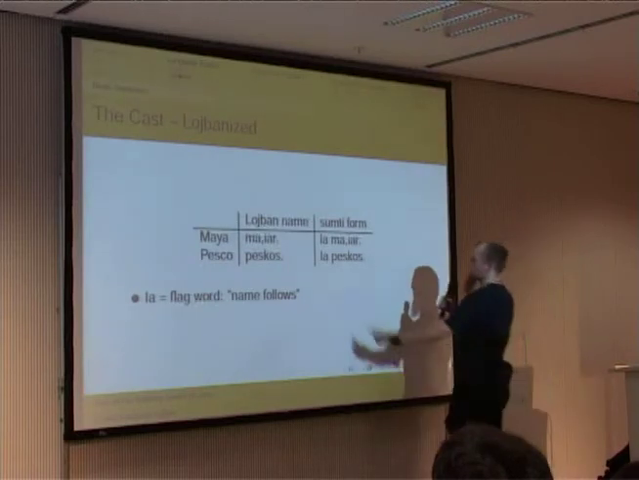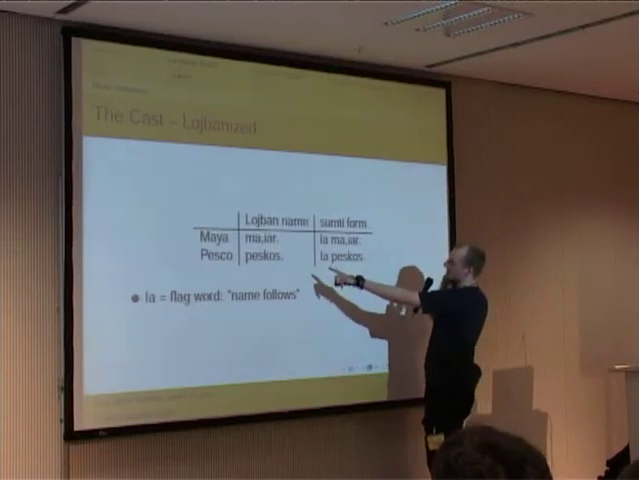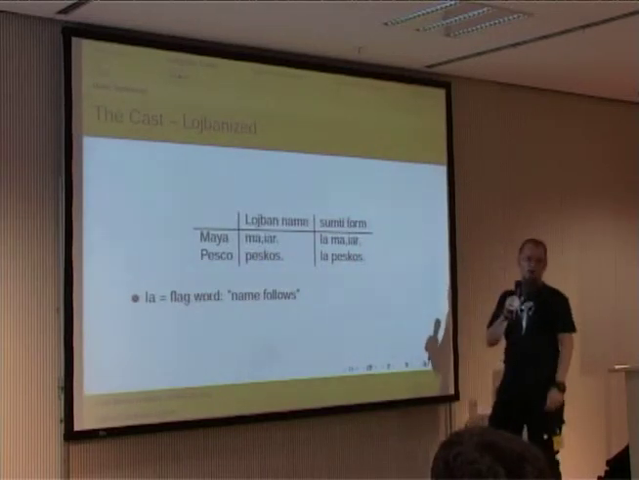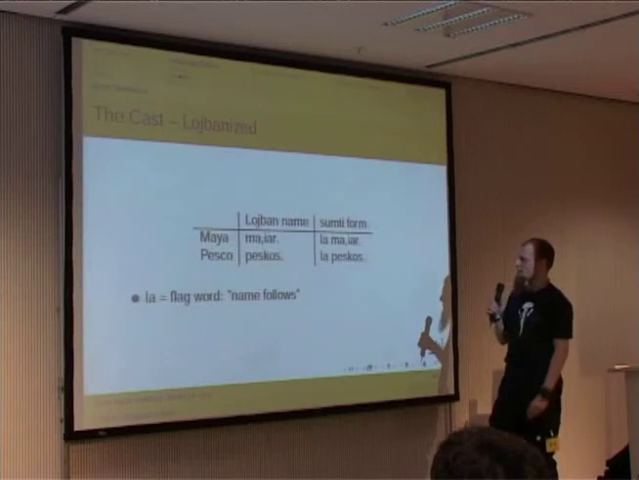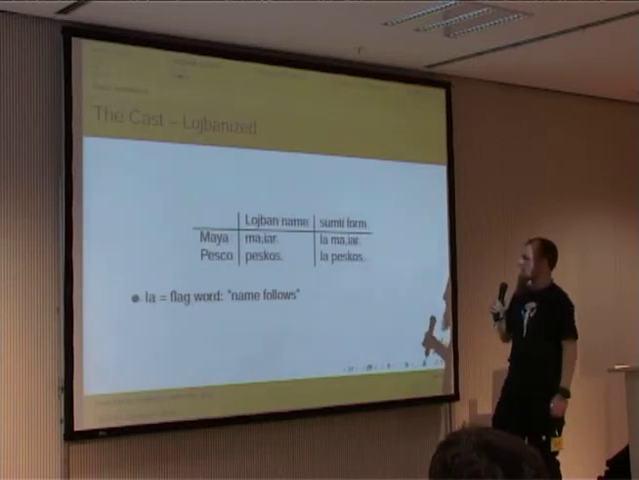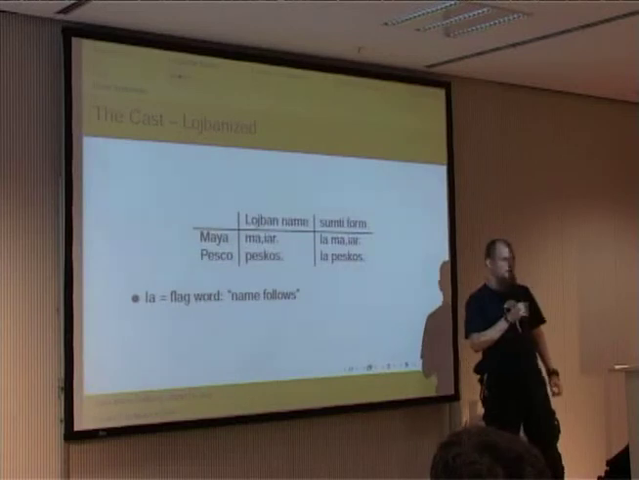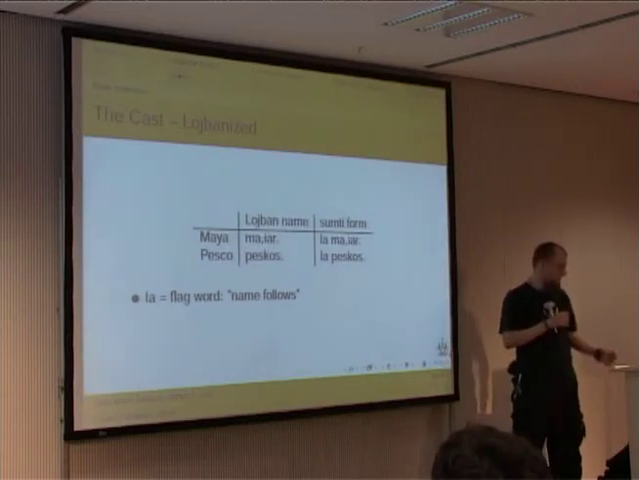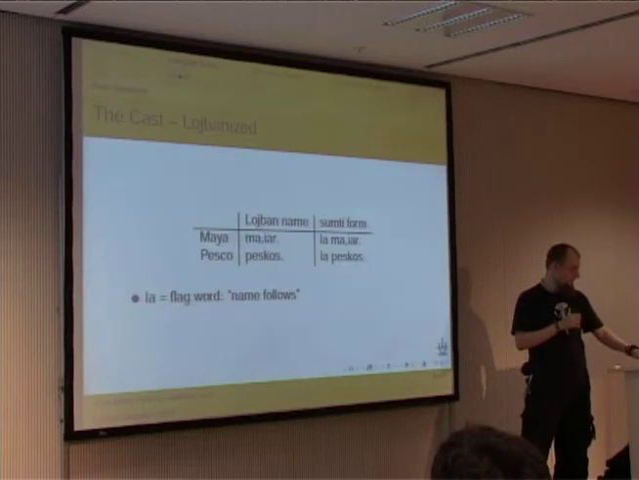And now this little particle "la": this is the name itself, and this is the sumti form. If you want to use it as an argument in a sentence, you have to put "la" in front of it. It's just a flag word that says a name follows, also for grammatical unambiguity. So "la" says, here's the name, it starts, and the pause says, here's the end of the name.